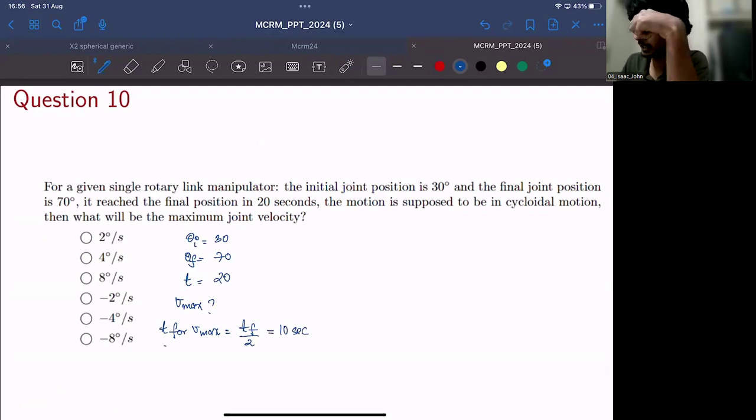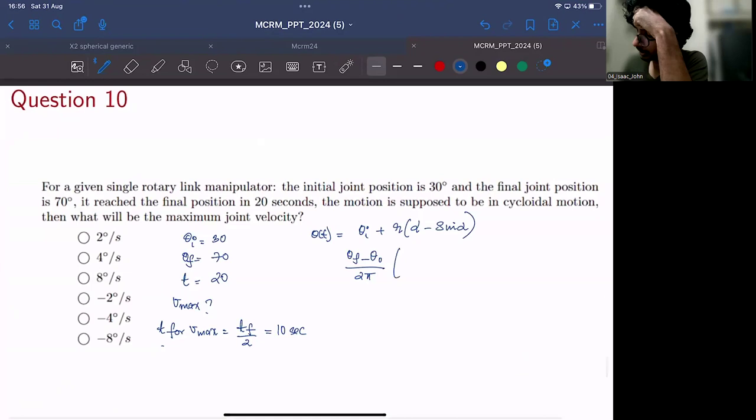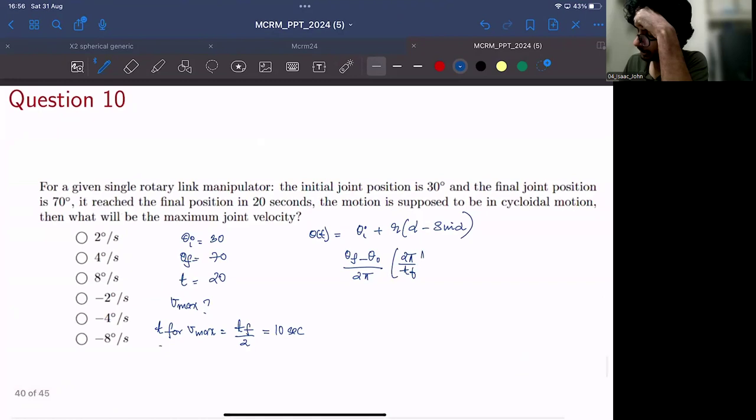And our cycloidal equation is something like this. Theta of t, the general form is theta I plus r multiplied by alpha minus sin alpha. Or in terms of the position coordinates, it will be like (theta f minus theta 0) by 2 pi, multiplied by 2 pi t by tf minus sine of 2 pi t by tf.